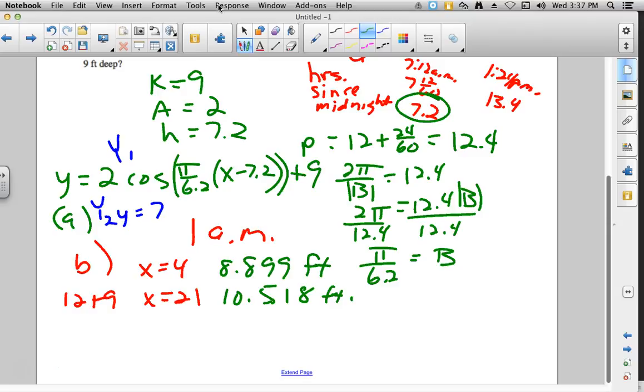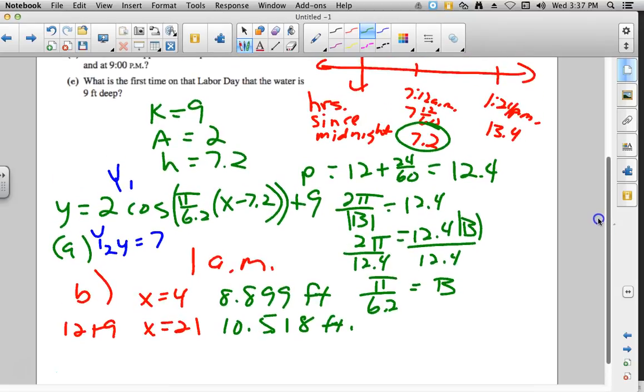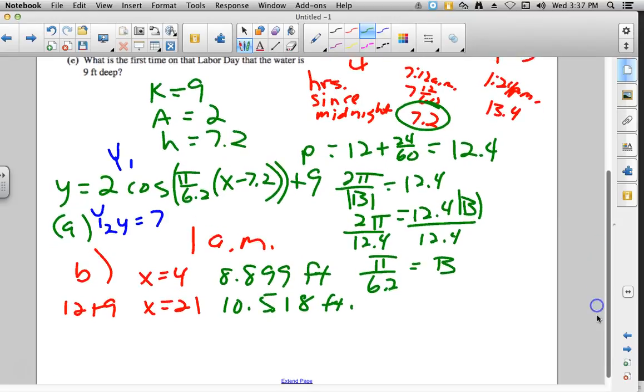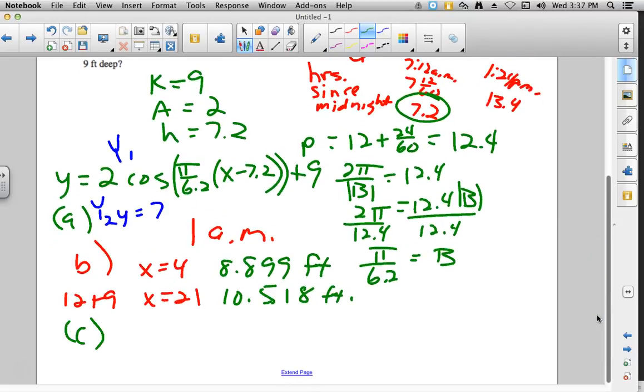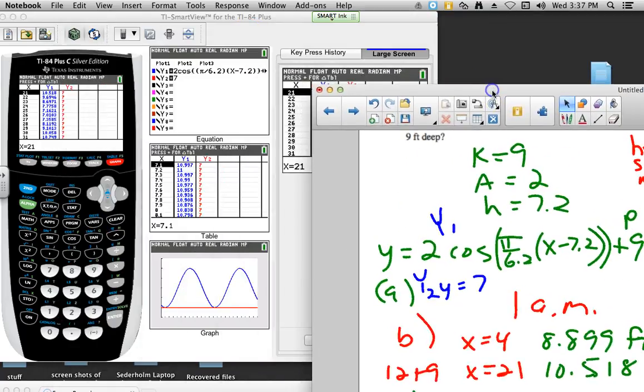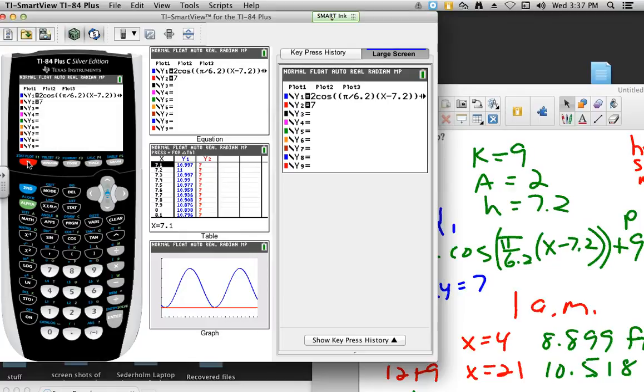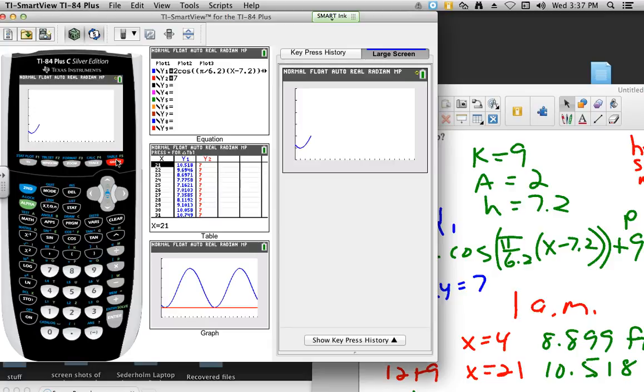And last but not least, they have a question for us here that says, C is what is the first time on that Labor Day that the water is 9 feet deep? Well, we're going to go back in and make y sub 2 9 instead of 7, and we'll see when that first intersection occurs. So we regraph it, give the calculator a minute to reset to what it needs. Again, we're seeing the same cosine graph that we had before. But what we're looking for is a different intersection this time. We want that first time that the red hits the blue as it comes from the left-hand side.